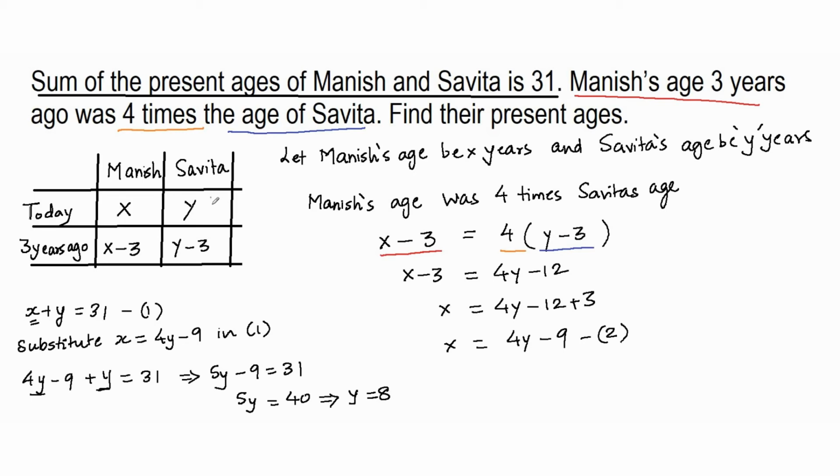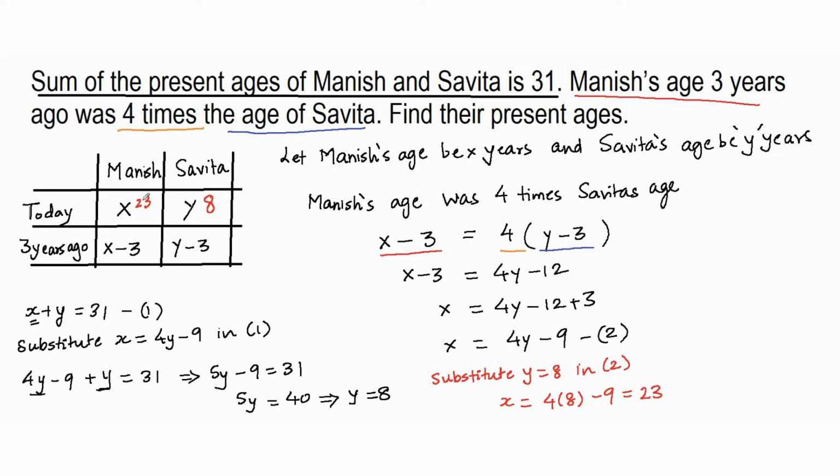Let us fill that in the column. So Savita's age is 8 years. And now let's substitute y as 8. Let us substitute y equal to 8 in, say, the second equation. So what I get is x is 4 times 8 minus 9. That's 32 minus 9, which is 23. So Mani's age is 23 years.